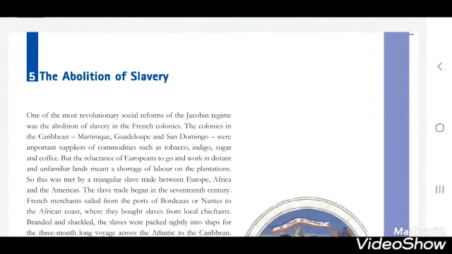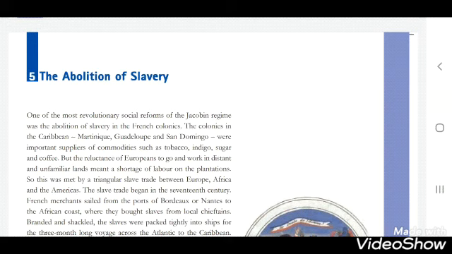Now next, we will move on to the abolition of slavery, as this is one of the most important social reforms that was done during the time of the Jacobin regime, which abolished slavery in different parts of the French colonies. The abolition of slavery done during the Jacobin regime lasted only about 10 years, but still this was an important revolutionary social reform.